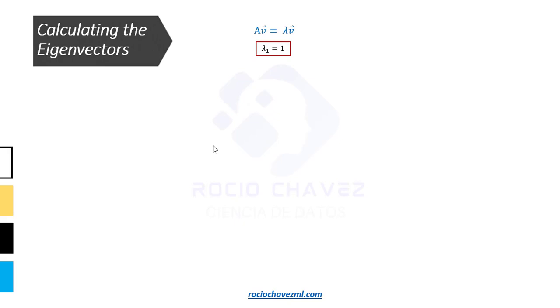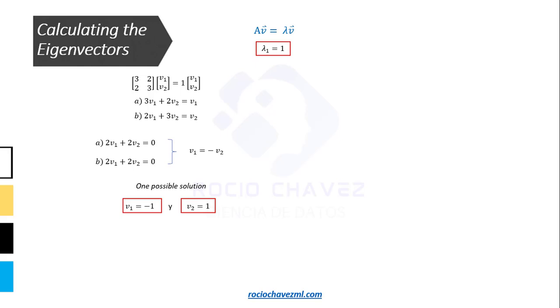Now let's calculate the eigenvectors. We will start using the eigenvalue equal to 1. We multiply both sides by the eigenvector, whose value we still do not know. From here, we obtain two simultaneous equations, which are 3 times b1 plus 2 times b2 equals 1 times b1, and 2 times b1 plus 3 times b2 equals 1 times b2. By solving these simultaneous equations, we obtain that v1 is equal to minus v2.